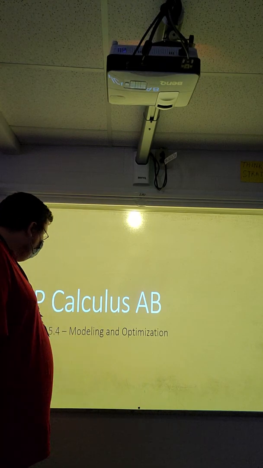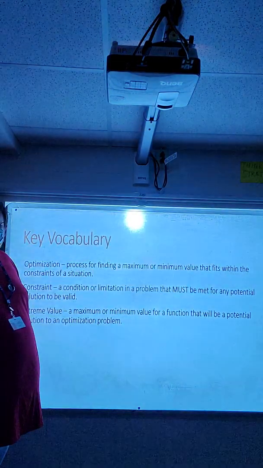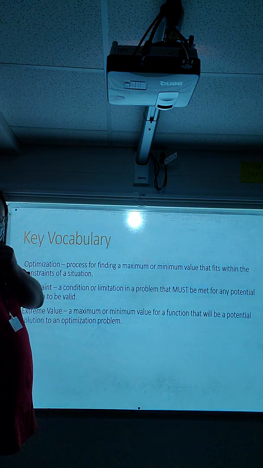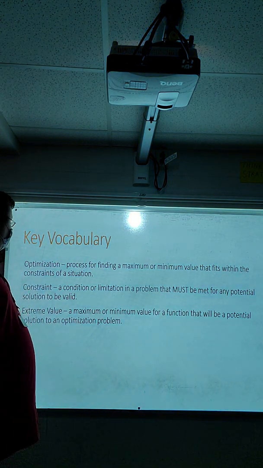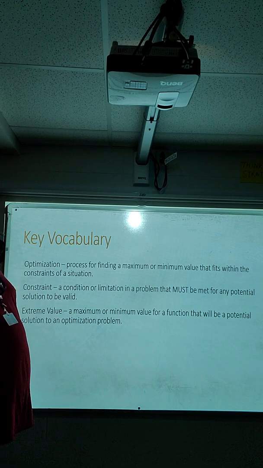All right, today we're going to be looking at section 5.4, modeling and optimization. So here's some key vocabulary terms to keep in mind as we go forward in this section. Optimization is a process for finding a maximum or minimum value that fits within constraints of a situation.